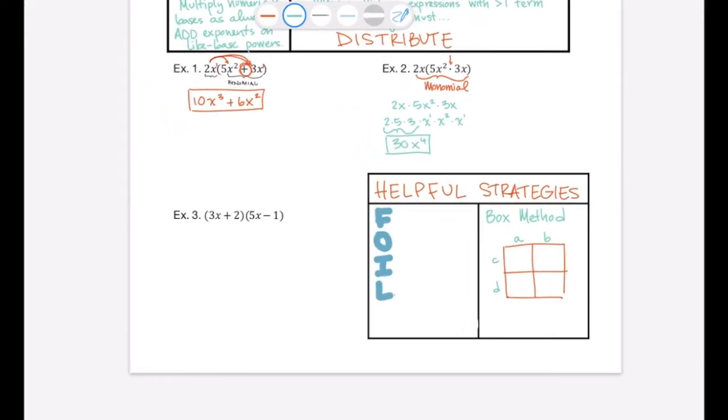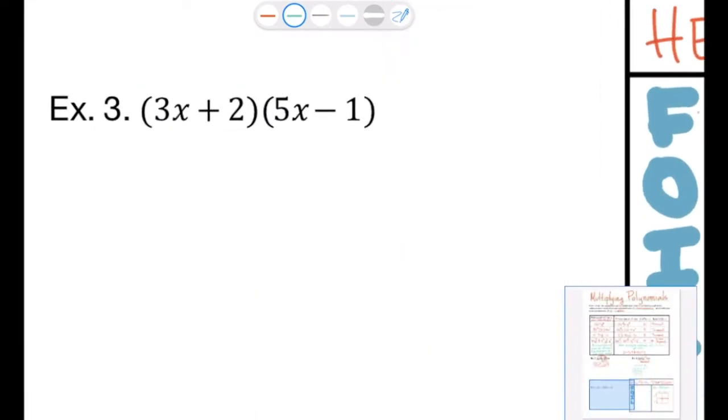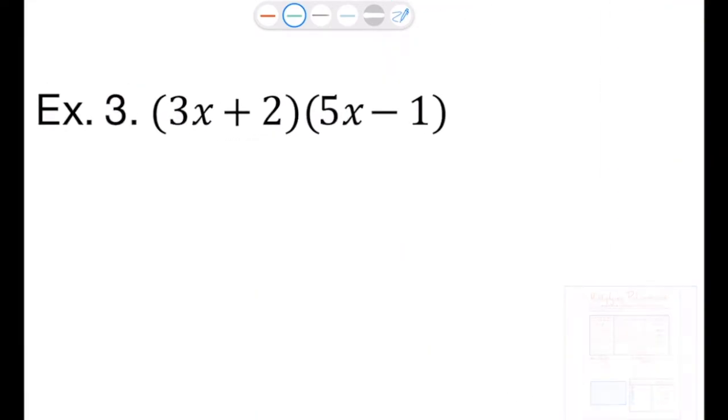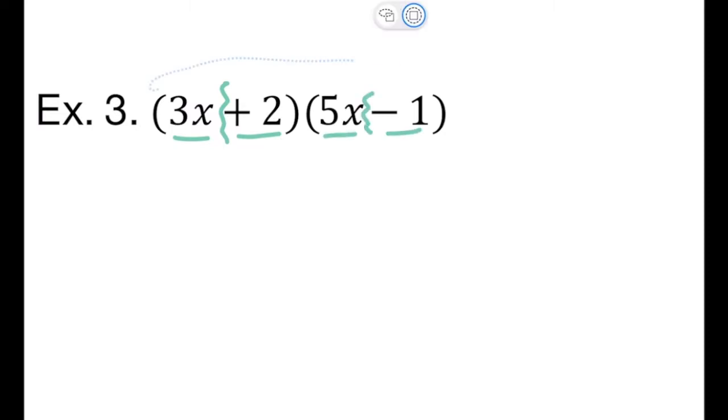All right, now we're going to talk about binomials times binomials like this. Notice I've got two terms right here. Here's one term, here's the second, and I've got two terms right here. Here's one term in the second. As soon as we introduce any sort of polynomial into the mix, we have to distribute.